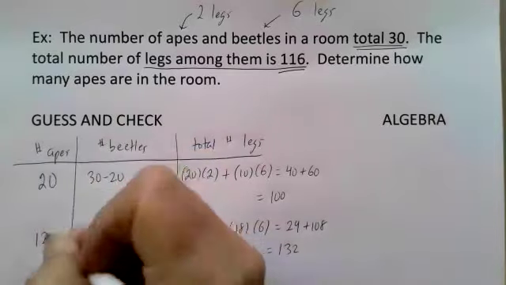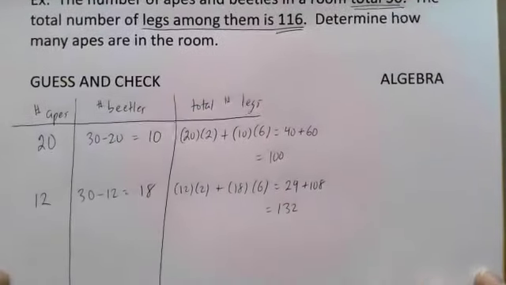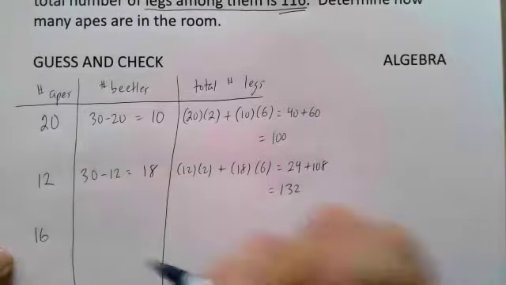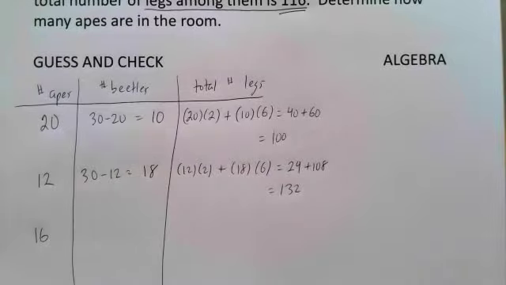Again, I'm going to guess somewhere between 20 and 12. Anything would make sense between 20 and 12. I'm going to go with 16. And remember, I know the answer already. So that's probably why I'm getting it on the third try here. When you're doing this on your own, you probably are going to take more guesses than this.